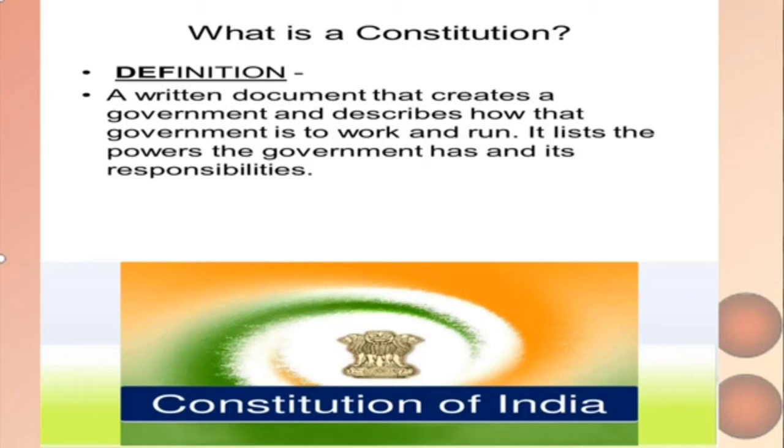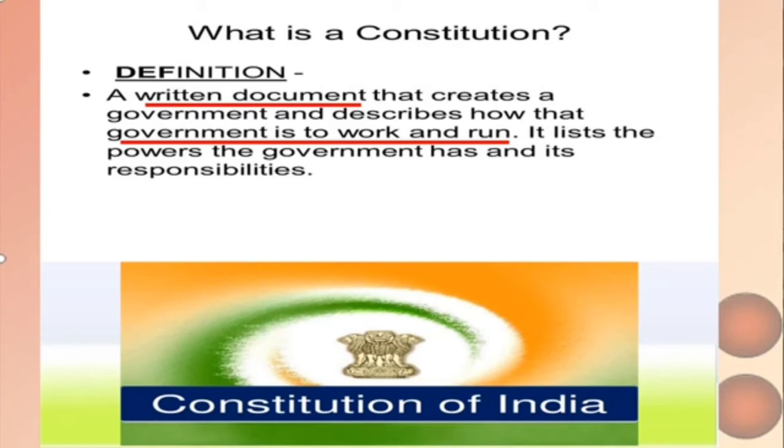And those rules are called the Constitution of India. Those rules are written in a book which is called the Constitution. Alright, so a constitution is what? A constitution is a written document. I told you, your mummy tells you things orally. She doesn't write down the rules for you. But the rules for running the country are written down. So that is called the Constitution. And what is the Constitution? This is a very simple and easy definition of the Constitution. A constitution is a written document that creates a government and describes how that government is to work and run. So it tells the government, like your teacher tells you in school, and your mummy tells you at home.